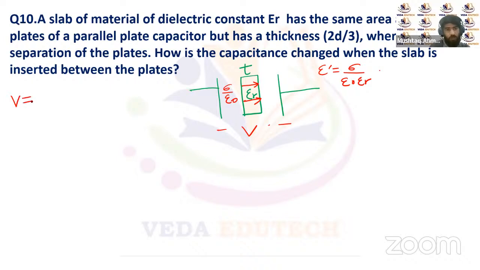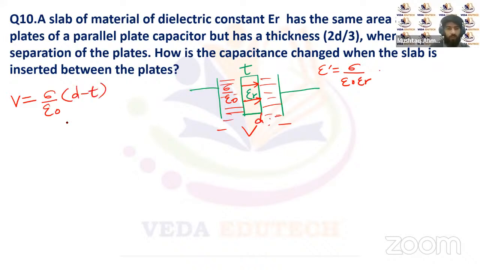This total potential will be the potential drop across the remaining space here, which is filled with air of dielectric constant 1. So it has to be equal to sigma upon epsilon naught times (D minus T), if the separation between the two plates is D.